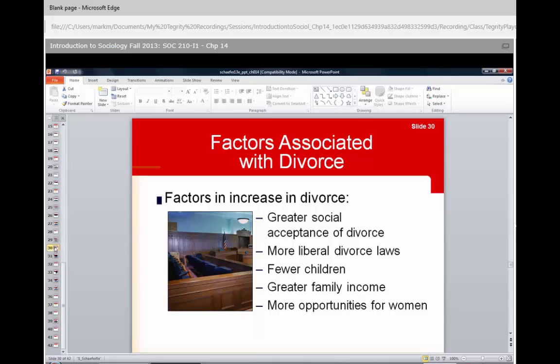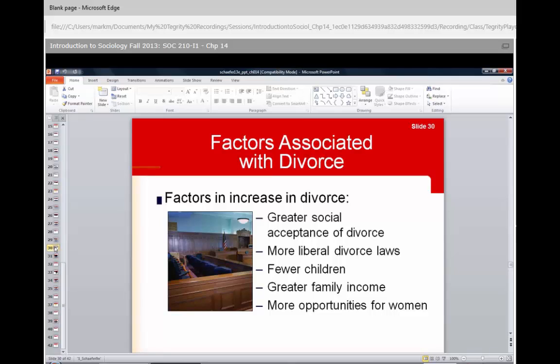Now, divorce is more popular than in the early history of the United States, and here are some reasons why. Greater social acceptance of divorce. There's not the stigma and labels attached with it anymore. There are more liberal divorce laws, and in the past there were very few reasons that one could get divorced, and really it was only available to the upper class, so you just had to deal with it without getting divorced. Fewer children, greater income.